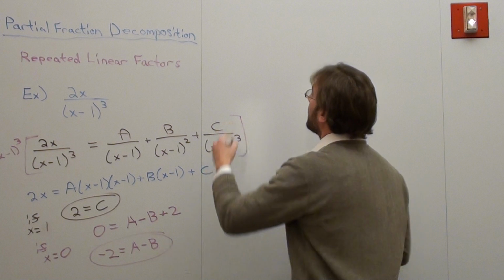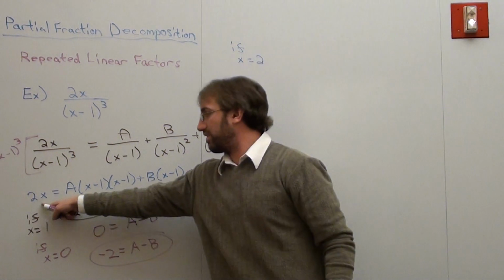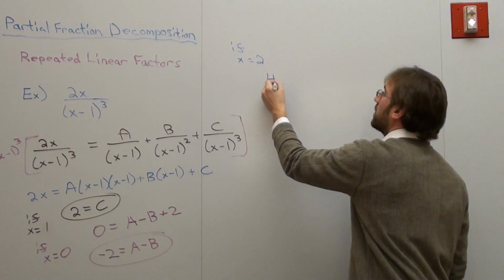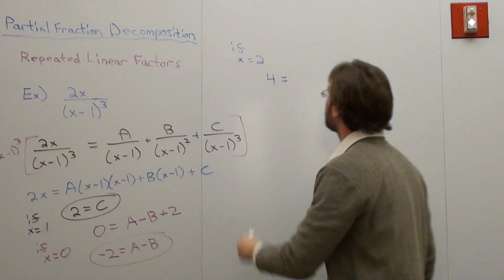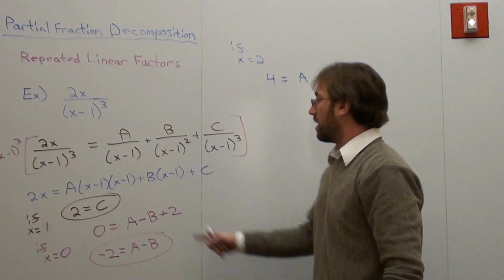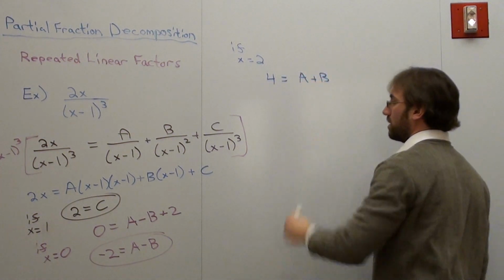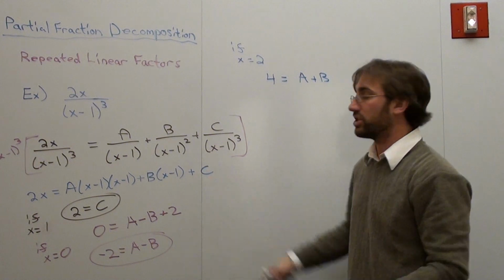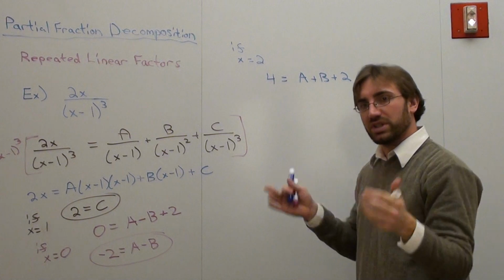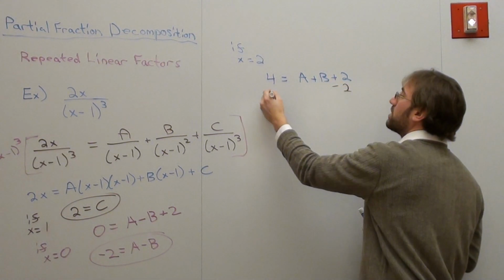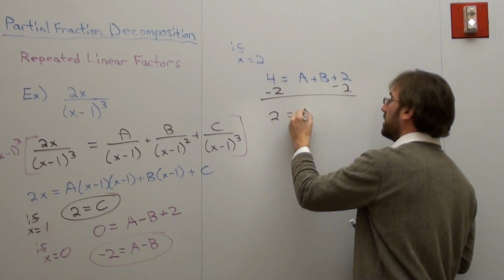So watch this. If x equals 2, then what I'm going to have is 4 equals, so 2 minus 1, 2 minus 1, that's 1, that's a, plus b, that's 2, that's b, plus c, but c is actually 2. Get a and b on one side and everything else on the other. Subtract 2, subtract 2. 2 equals a plus b.